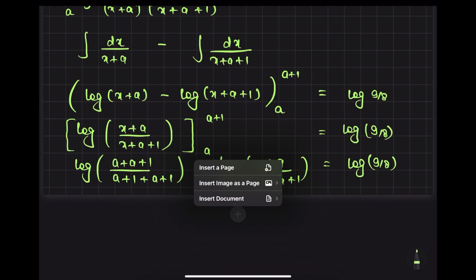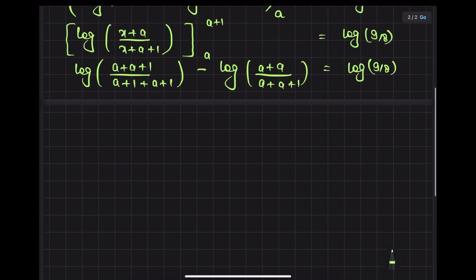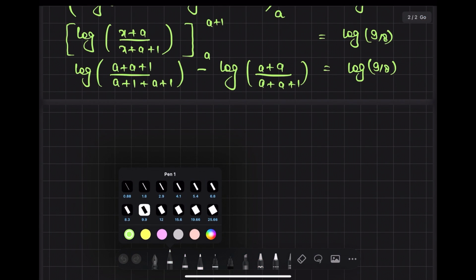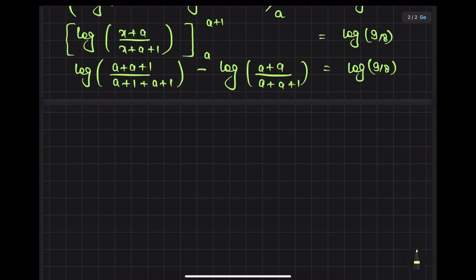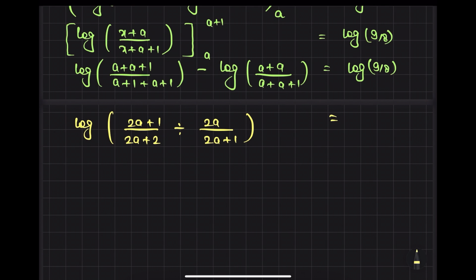Now we used to do this thing, put the upper limit minus the lower limit, right? So we did the same thing. Now again log m minus log n, so can I write log m by n? So it is log, look at this, 2a plus 2 upon 2a plus 1 divided by 2a upon 2a plus 1. Here also we have log 9 by 8.